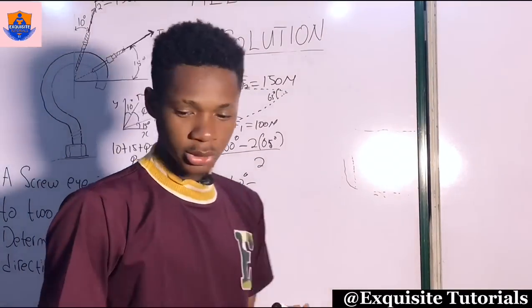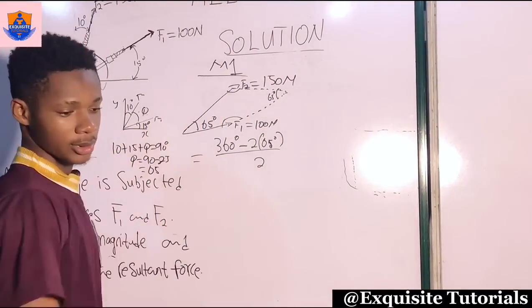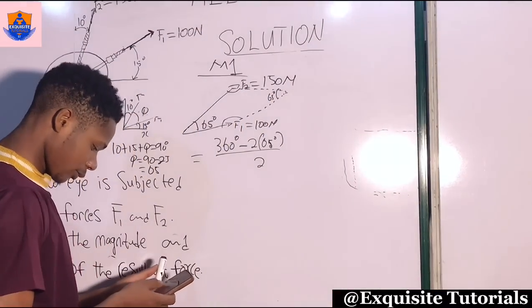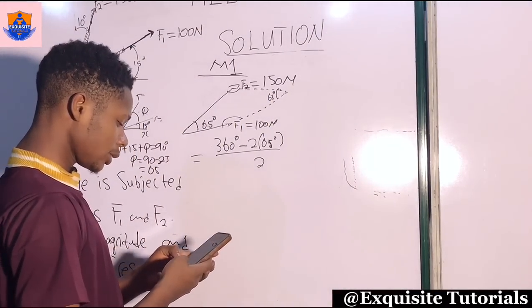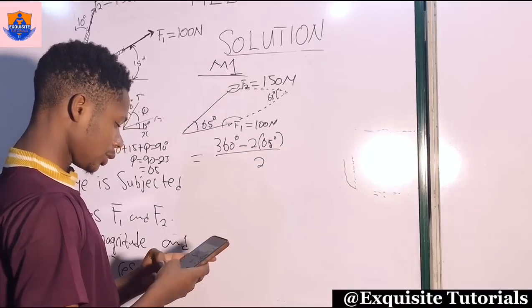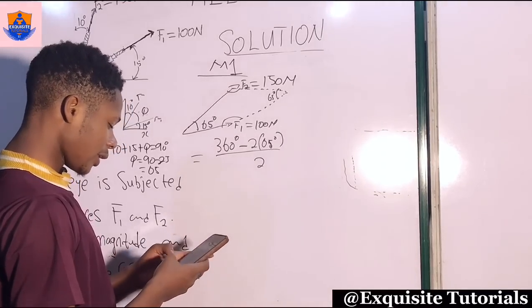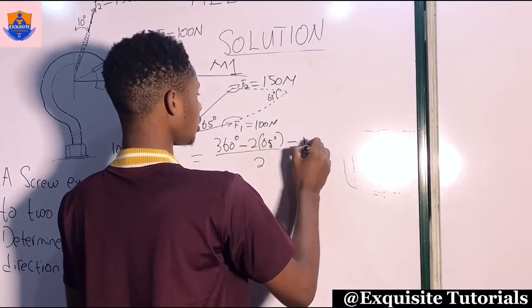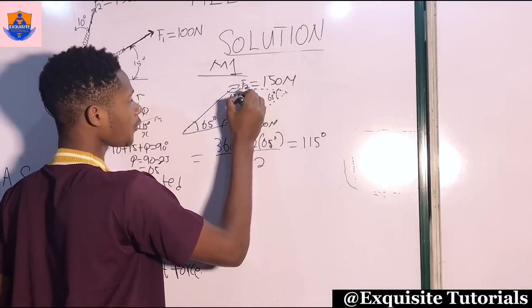I'm going to just punch everything on the calculator to get a straight answer instead of solving everything together. So what we have on the board is 360 degrees minus 2 times 65, divided by 2. That will give us 115 degrees. Automatically, the angle here is 115 degrees.